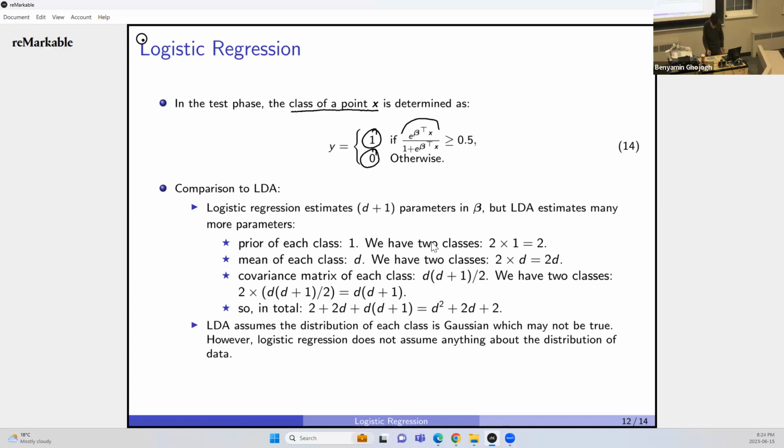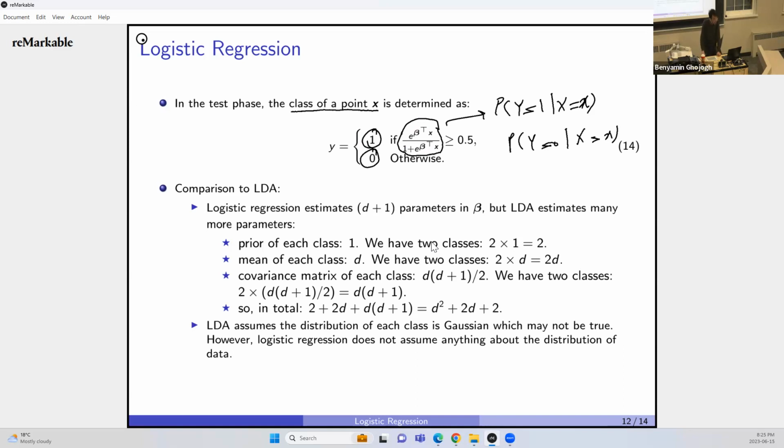Why is it class 1? Because this was the probability of y equals 1 given X. Right? If I had used here the probability of y equals 0 given X, then I should put 0 here. I think it's obvious, right? Do you follow what I'm saying?